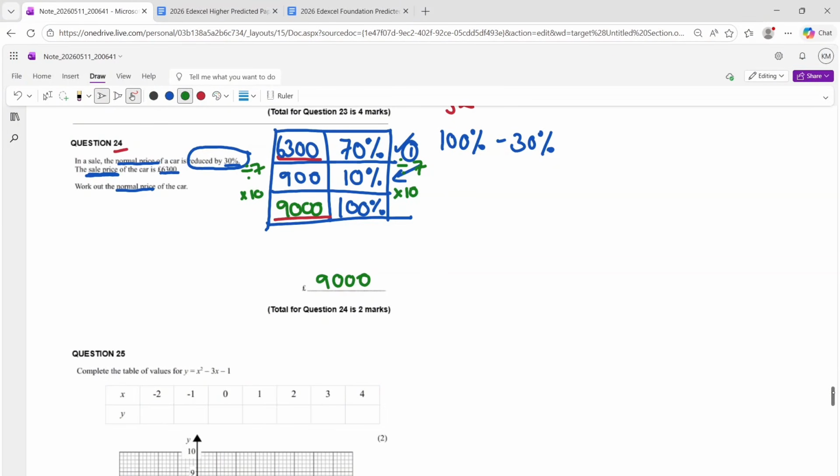And again, you can work it out and just double check. 10% of 9,000 would be 900. Times that by 3, that's 2,700. Take that away, you've got the sale price here, which is 6,300. But you've got to watch out for that. It's a reverse percentage. You've got to work backwards, and you don't work out percentages in the normal way.